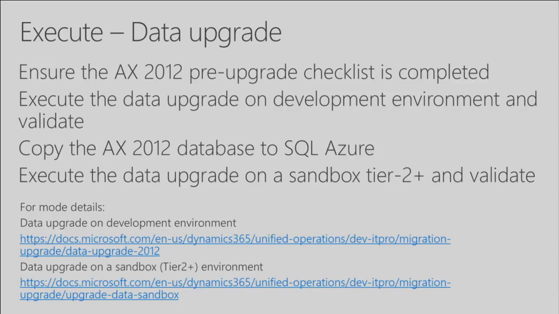Yes? So it is possible to go straight from 2012 R2, not R3, to 365, or do you have to hop into R3? That's a good question. Is it possible to go from R2 to Dynamics 365 without a hop? Yes, it is possible. It's in preview today. Both R3 and R2 are in preview today. We are making R3 generally available by the end of the year, and R2 sometime in the first quarter of 2018.